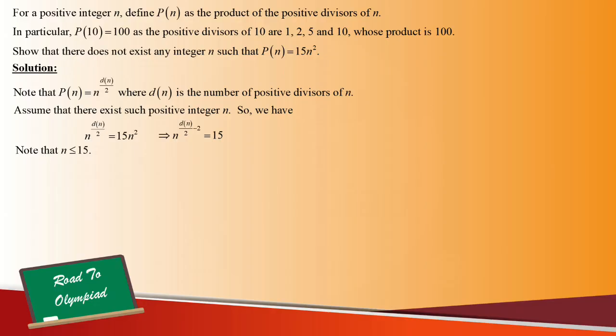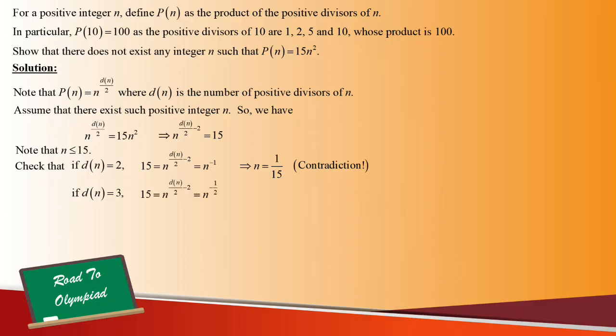Here, we are going to check the possible values of dn. If dn is equal to 2, we have 15 is equal to n to the power of negative 1, which gives us n is equal to 1 over 15, which is a contradiction as n is an integer. Similarly, if dn is equal to 3, we have 15 is equal to n to the power of negative half, which gives us n is equal to 1 over 225, which is a contradiction for the same reason.